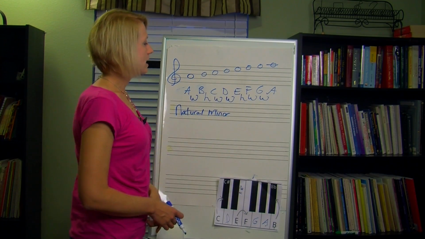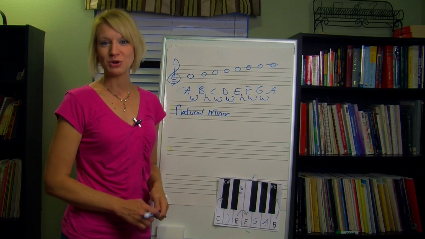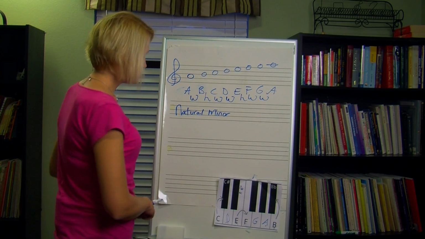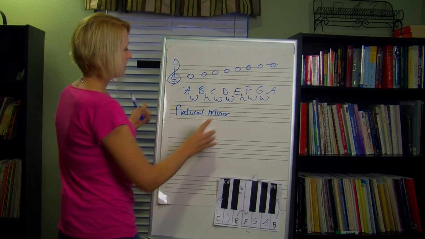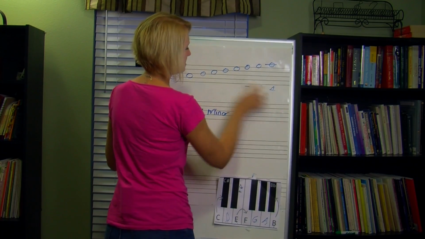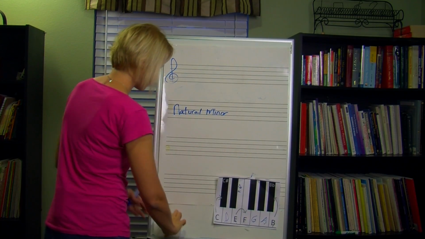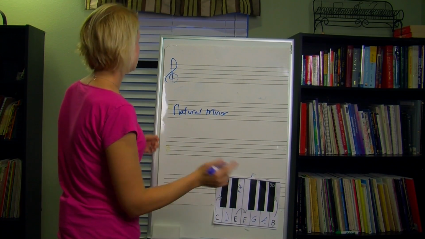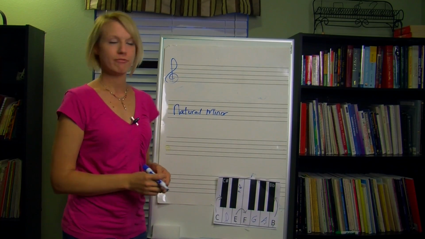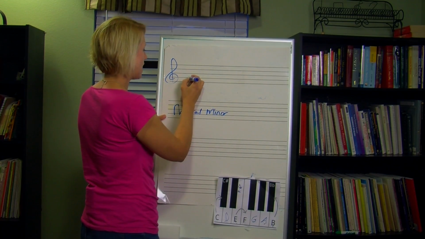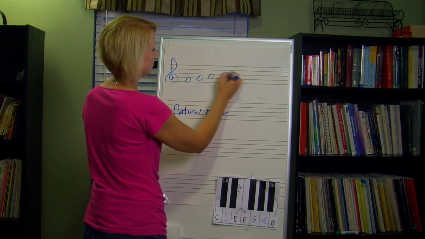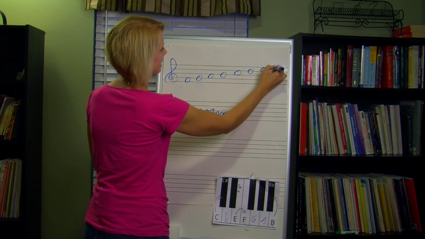So this is our pattern in A minor. That's the easiest one because there are no sharps or no flats. Let's do one that's a little bit more difficult, and we're going to follow those steps that we just learned in that new sentence. So let's go ahead and do, how about F minor. So we're going to do F, G, A, B, C, D, E, F.